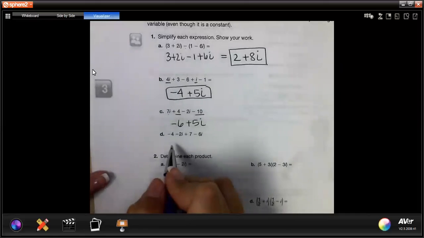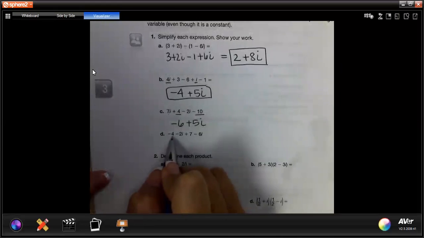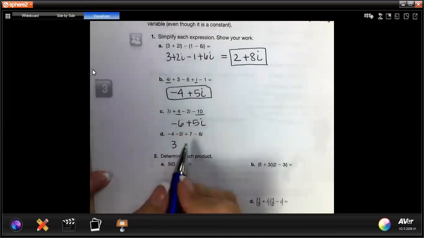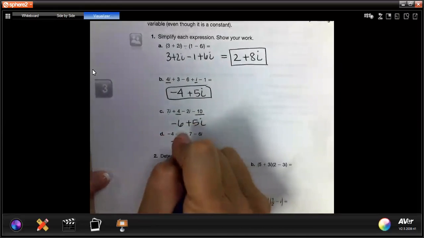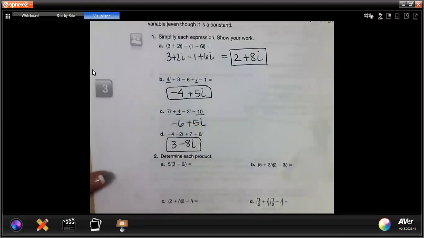And for our last example here on the adding and subtracting, we combine our negative 4 and our 7 to get 3. And negative 2i and negative 6i give us a negative 8i. So with adding and subtracting, you are just combining like terms.